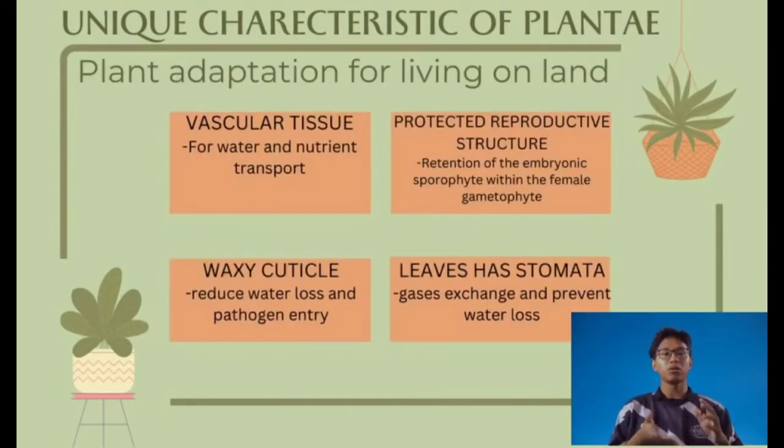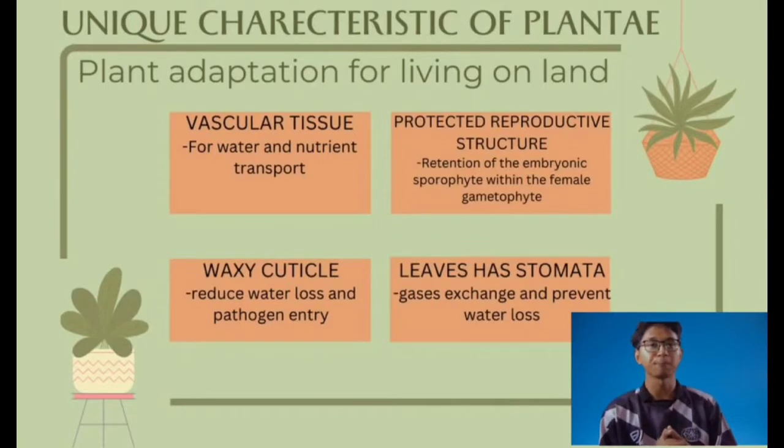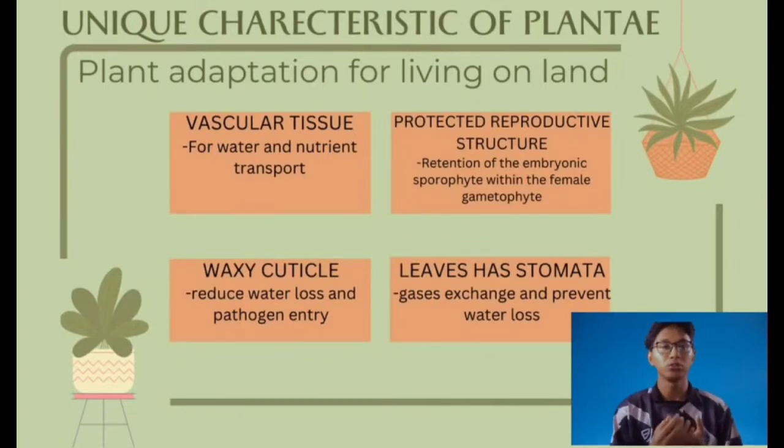Plants need special or unique characteristics to survive on the land. One of the unique characteristics that they have is vascular tissue. We know that vascular tissue is divided into two main components, phloem and xylem. Both tissues, xylem and phloem, are needed for the plant to transport water and nutrients. They also have a waxy cuticle. The main function of the waxy cuticle is to minimize water loss and prevent pathogen entry.